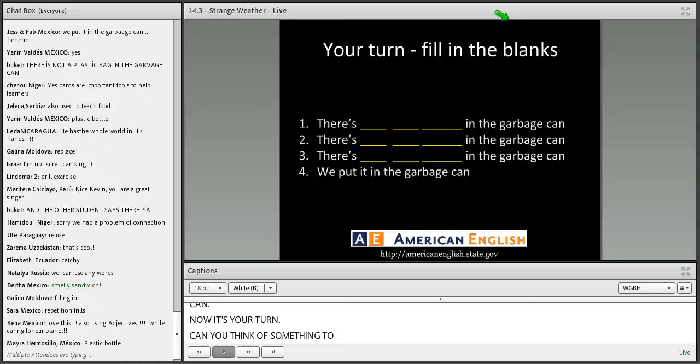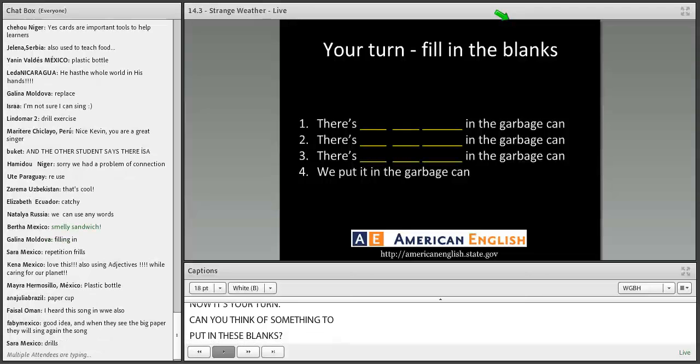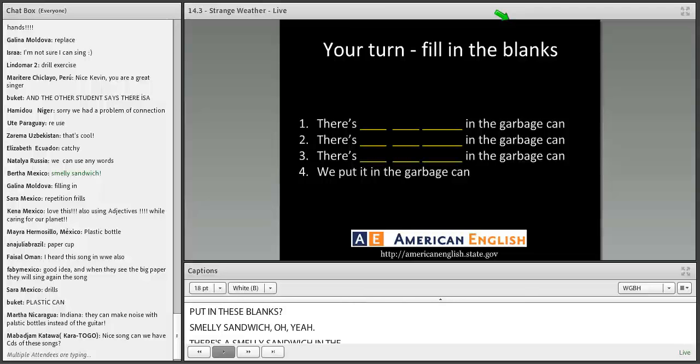There's a smelly sandwich in the garbage can. There's a smelly sandwich in the garbage can. We put it in the garbage can. Okay, what else?